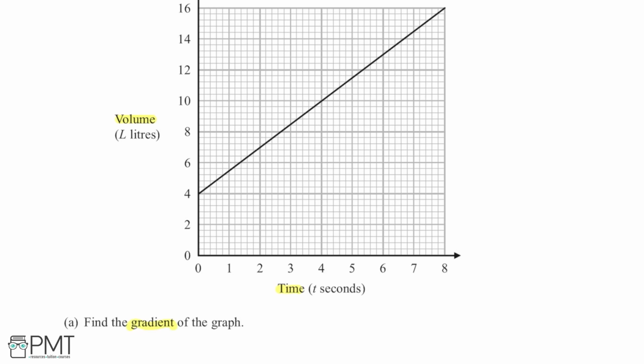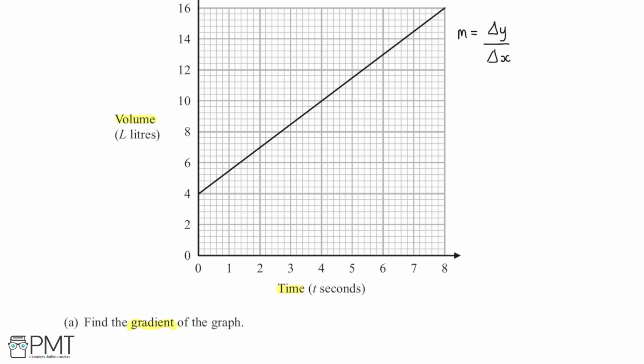So to find the gradient of the graph, we're going to look at the change in y value, so the change in volume, divided by the change in the x value, so the change in time. So if we write that out, m, which is often used to describe the gradient, is equal to delta y, delta being change in, over delta x. So a good way to do this is to draw out a big triangle on the graph so that we can see easily the change in y and the change in x.